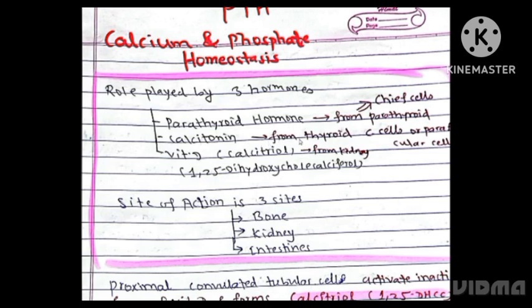Calcitonin is synthesized from the C cells of the thyroid gland, while vitamin D is synthesized from the kidney. Vitamin D is also called 1,25-dihydroxycholecalciferol. The active form of vitamin D is calcitriol or DHCC, that is dihydroxycholecalciferol. The sites of action for all of these three hormones are bone, kidney, and intestines.